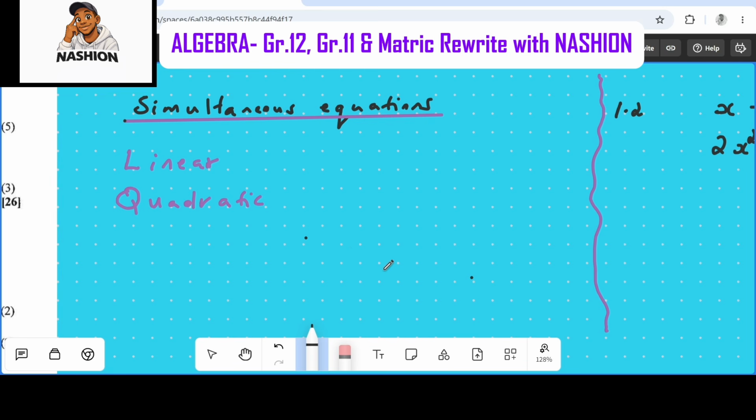Now, when we do simultaneous equations, we need to understand that they're going to be giving us 2 equations most of the time. Not all the time, but most of the time, we are given 2 equations. One of them must be a linear equation. So that's equation 1. The other one will be a quadratic equation.